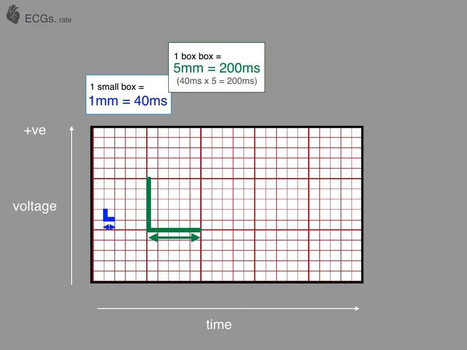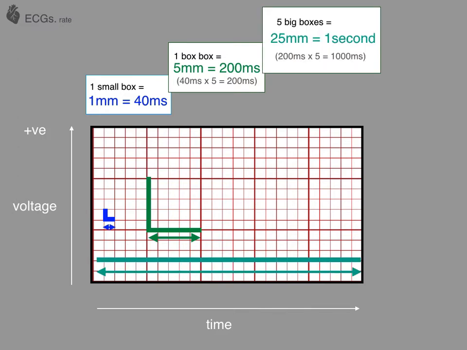You will see that these small boxes are grouped together into larger boxes that are 5mm, or that's 5 small boxes across. And therefore, these larger boxes equate to 200 milliseconds in time. We can therefore reason that 5 big boxes lined up together will make 1000 milliseconds, or in other words, 1 second in time.